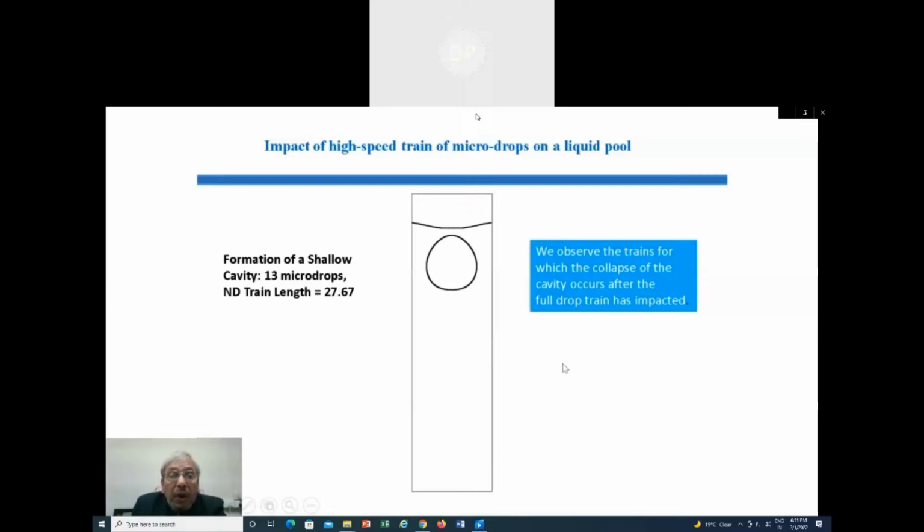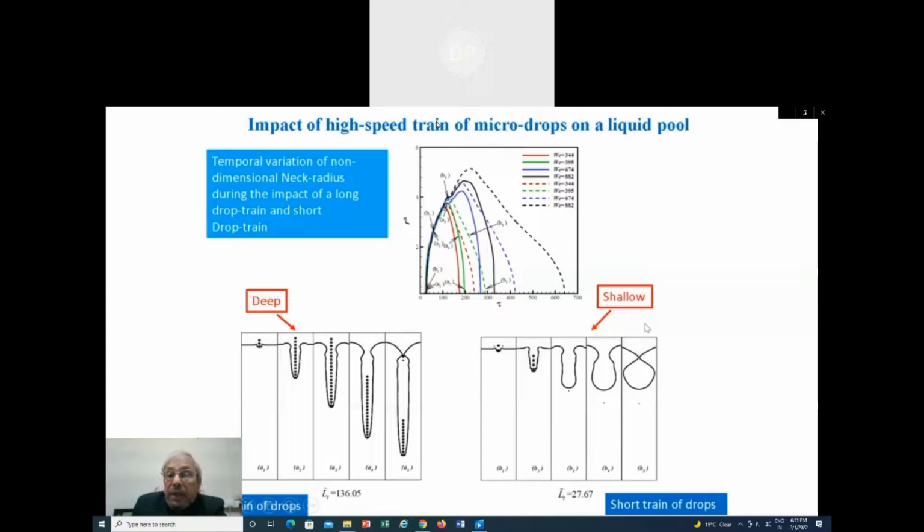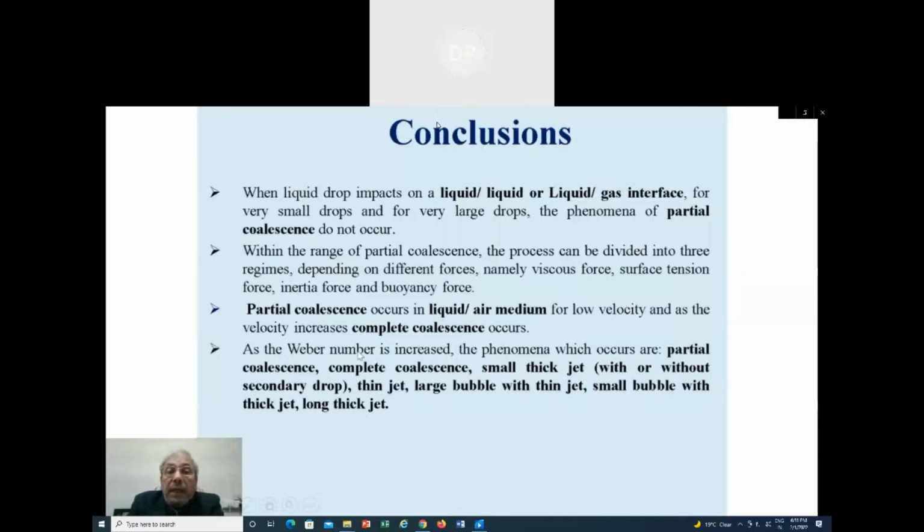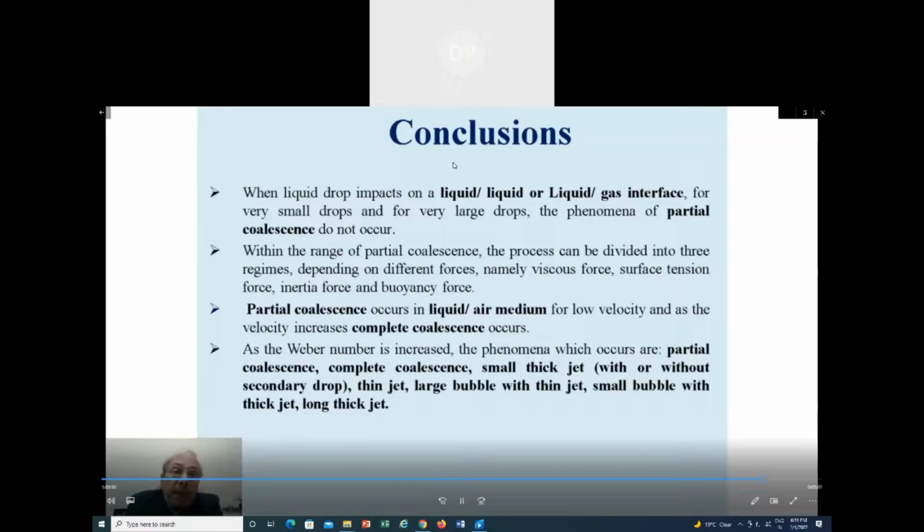So basically, when we compare deep cavity and shallow cavity, we can see the differences with the opening of the cavity mouth, closing the cavity mouth, that is pinch off time, and here also the mechanism of opening the cavity mouth and finally closing the cavity mouth. This is for shallow cavity, this is for deep cavity. So finally, we will conclude what we could discuss today within our limited time.